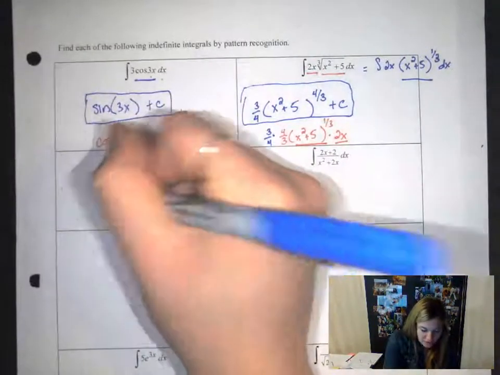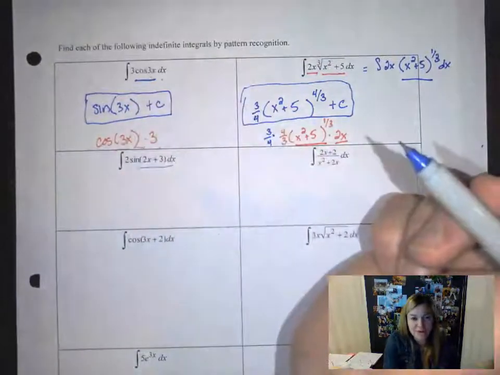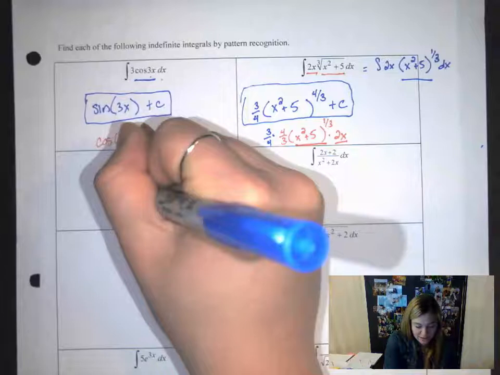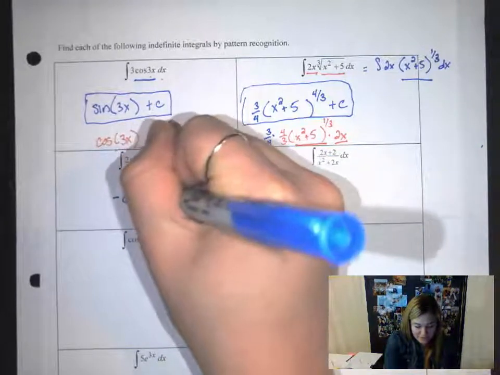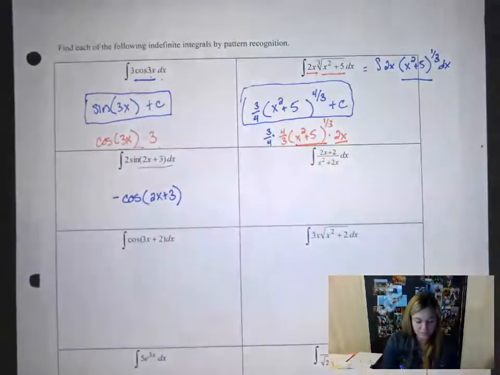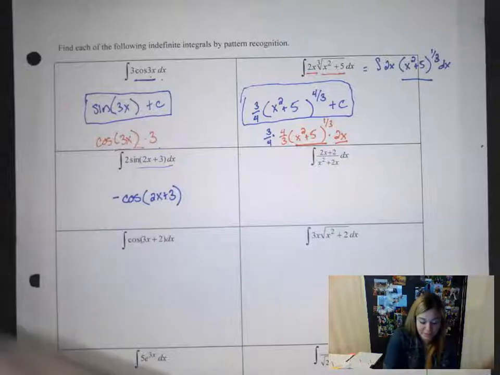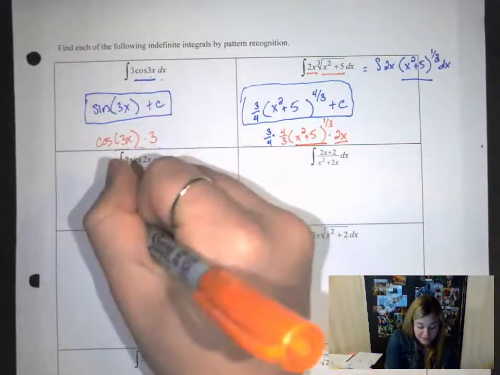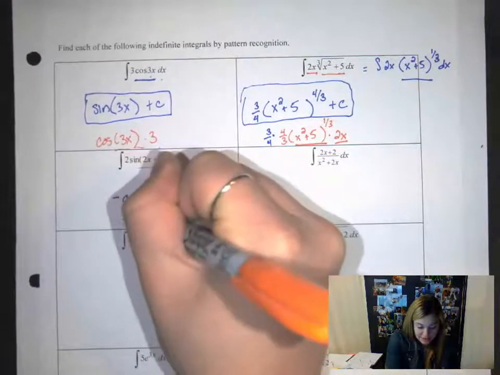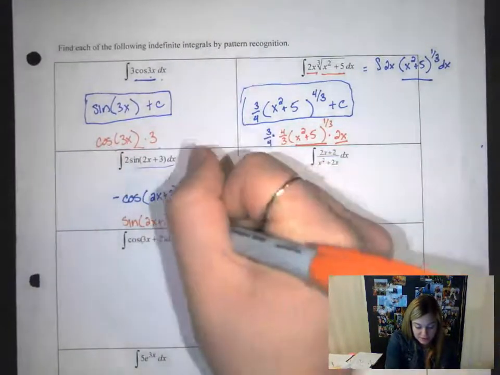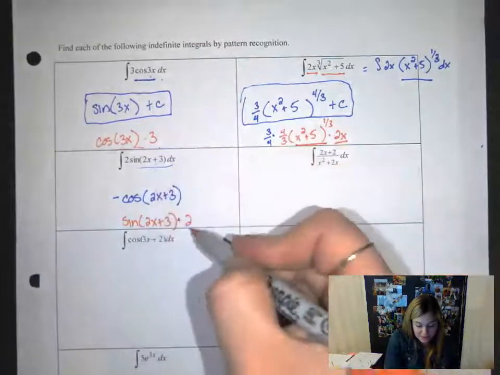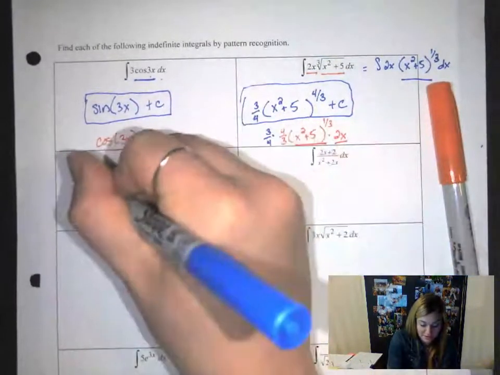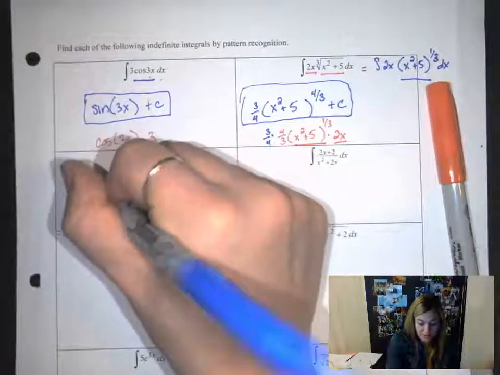Okay. To do this one, I would think the main part of this is sine. The antiderivative of that is negative cosine. I'm going to leave the inside alone. I'm going to check myself. The derivative of negative cosine is sine. Leave the inside alone, times the derivative of the inside. It matches up entirely. That means I can just put my plus c. And I'm good.